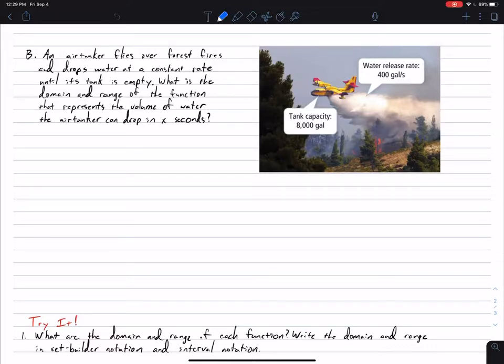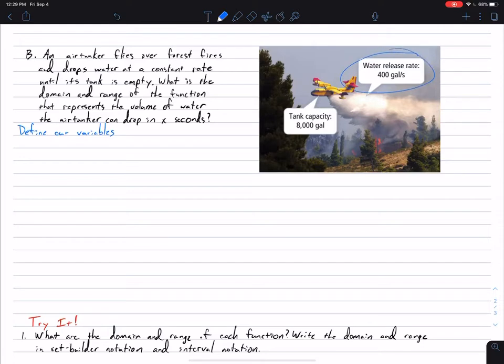So in this video, we're going to look at part B from section 1 with understanding domain and range. We have a word problem where it states an air tanker flies over forest fires and drops water at a constant rate until its tank is empty. What is the domain and range of the function that represents the volume of water the air tanker can drop in X seconds? So the first thing we want to do, let's define our variables.